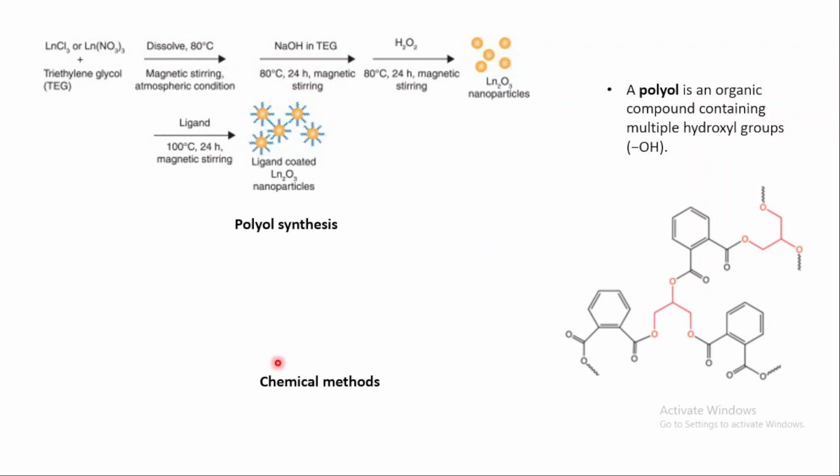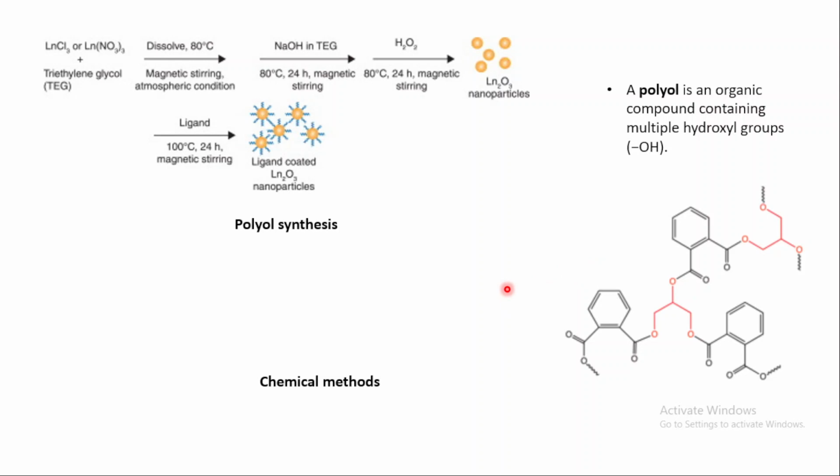And this polyol synthesis is not a physical method because it falls under the category of chemical methods of synthesis, in which we use chemicals as a starting material for synthesis of nanoparticles, right? So we saw two different physical methods of nanoparticle synthesis: high energy ball milling, which uses mechanical force, and electrospraying, which uses electrical energy, while polyol synthesis falls under the category of chemical methods of synthesis, in which we use triethylene glycol in a round bottom flask to synthesize Ln2O3 nanoparticles, right?